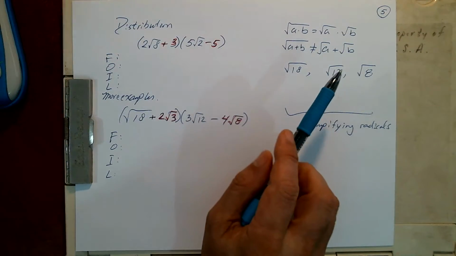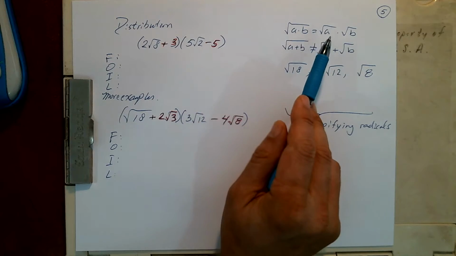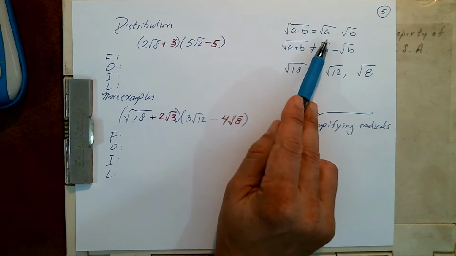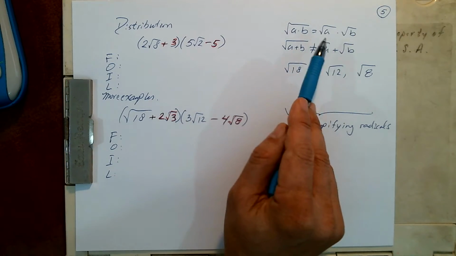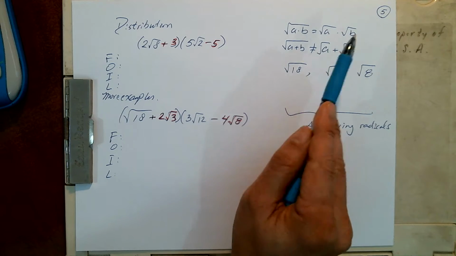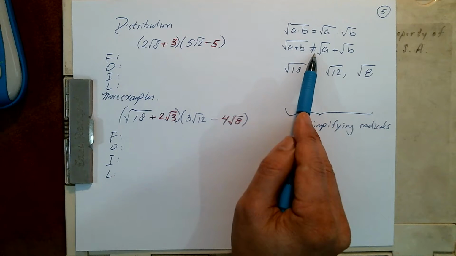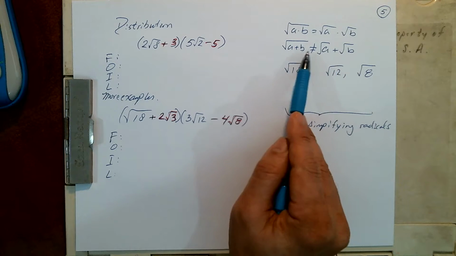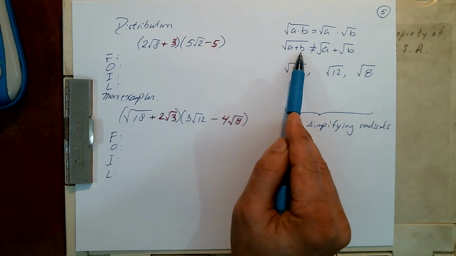Distribution. Before we do distribution, here are some rules of engagement. The square root of a times b is the square root of a times the square root of b. You can separate those out. The square root of a plus b does not equal the square root of a plus the square root of b. You cannot do that. You cannot separate them out because these are two different terms.